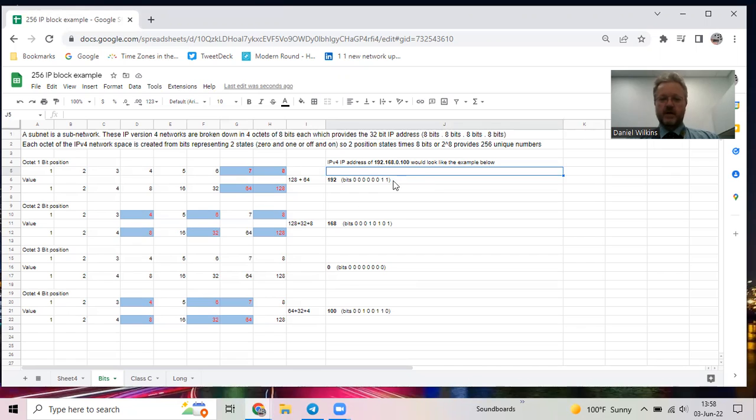And then the final octet was 100, and we create that with bits number 4, 6, and 7. Add those together and we come up with 100. So that, in a nutshell, is how the bits are created to give us the octets and give us the IP addresses for IP version 4.